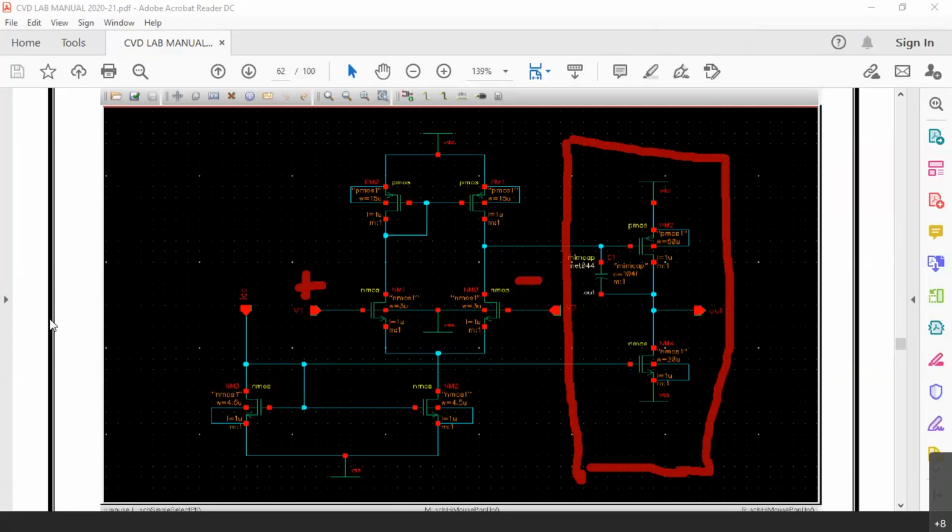Now let me write further. So we have this two-stage op-amp now, where you have two inputs, then we have one more common source amplifier. So we have this minus and plus two terminals here for the differential amplifier. Then the differential amplifier's output is connected to a high gain stage. This common source amplifier itself is this high gain stage. So this is basically a two-stage amplifier.